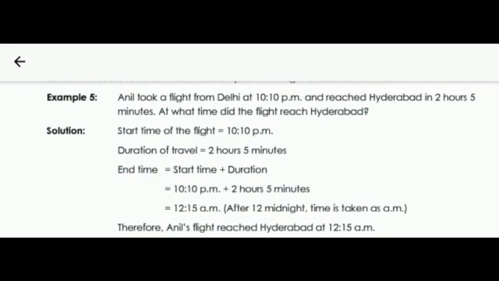So here, what do we have to find? The end time. Here we have to find the ending time. Yes, here we have to add the duration of the travel time to the starting time. After addition, we get 12 hours 15 minutes. Therefore, Anil's flight reached Hyderabad at 12:15 a.m., because after 12 midnight, the time is taken as a.m. So, 12:15 a.m.